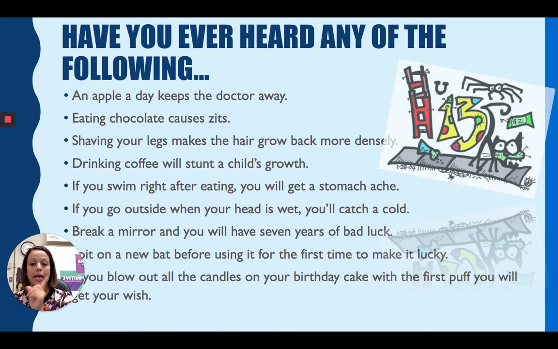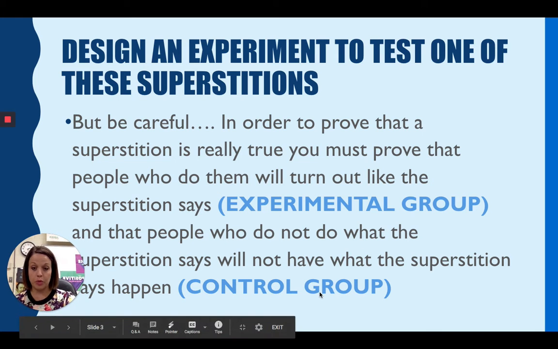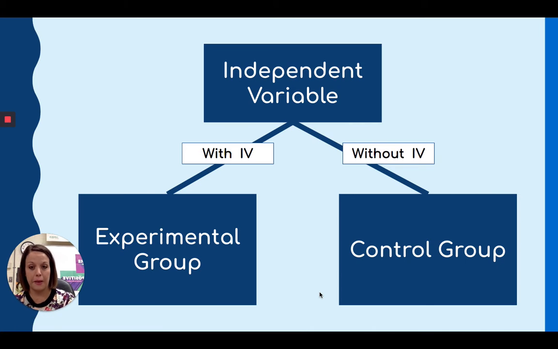I would have a group that did the superstition and a group that did not, and I would compare my results. Well, guess what? In any experiment, we should have an experimental group, the group that does whatever we're trying to see, and then a control group who does not do it but lives under the same conditions. Okay, so when you go to do an experiment and it says, what is the experimental group, what is the control group? It all comes back to knowing that independent variable.